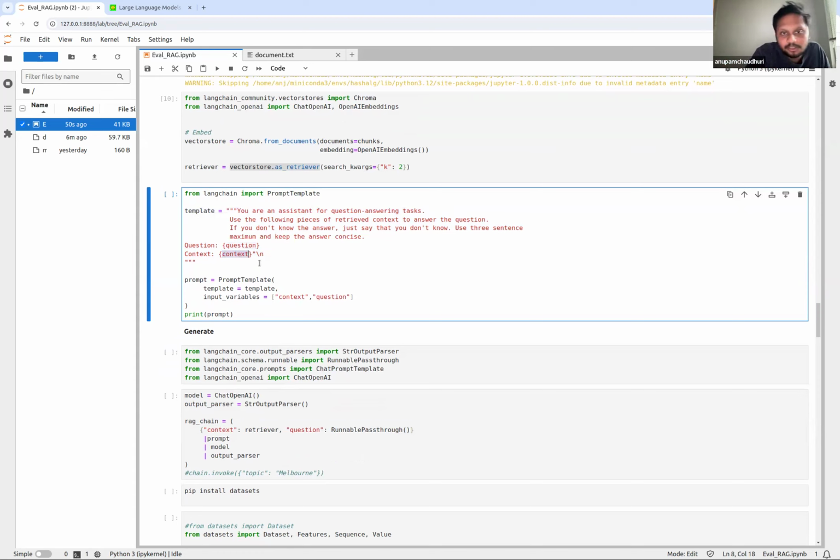You see that the question and the context are in curly brackets. That means they are treated as variables, so we could put in the question, and also the context we retrieve. Based on that question and the context from the document, the answer would be given.